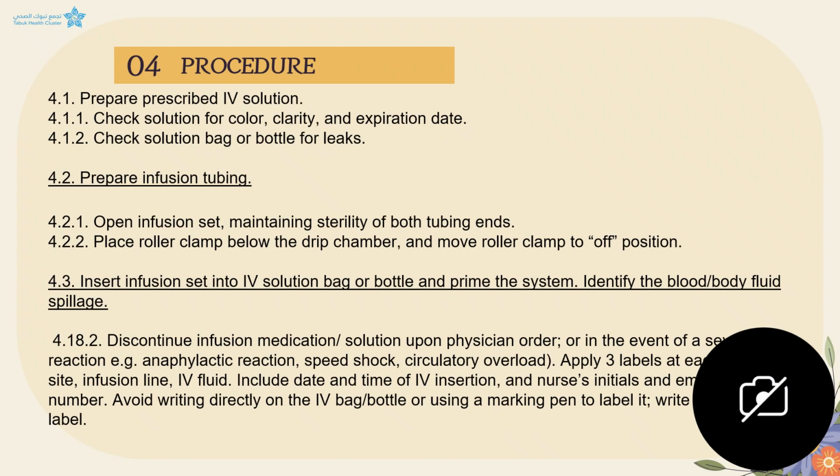Then you will prepare prescribed IV solutions or medication. You will check, of course, the solution for color, clarity, and the expiry date. Check the bag or the bottle for any leak or tear. Then you're going to prepare your infusion tubing. You will open the infusion set to maintain sterility for both tubing ends. Of course, you will place the roller clamp below the drip chamber and move the roller clamp to the off position. Insert the infusion set into the IV solution bag or the bottle and prime the system. Identify any blood or body fluid spillage.